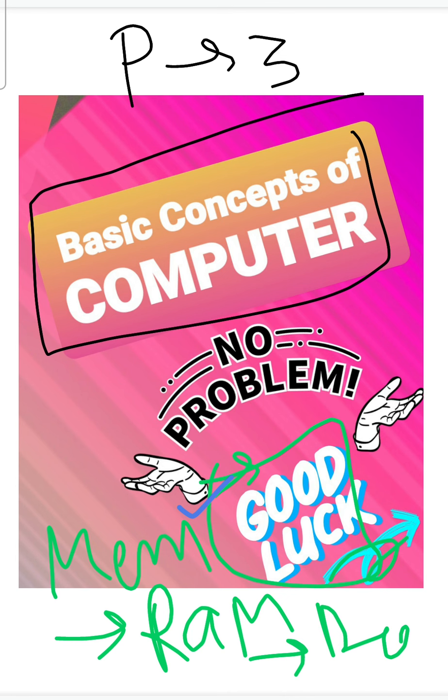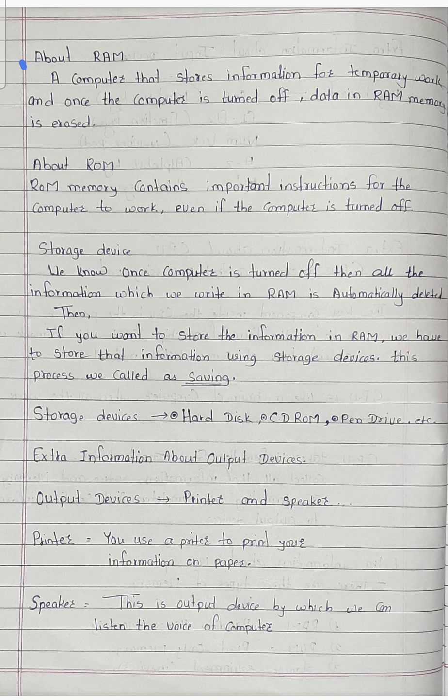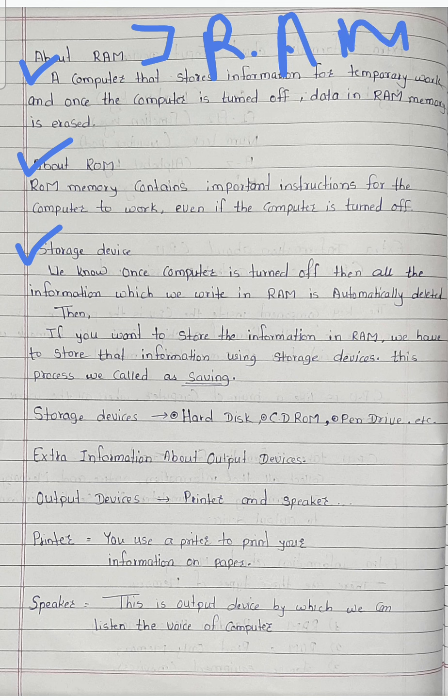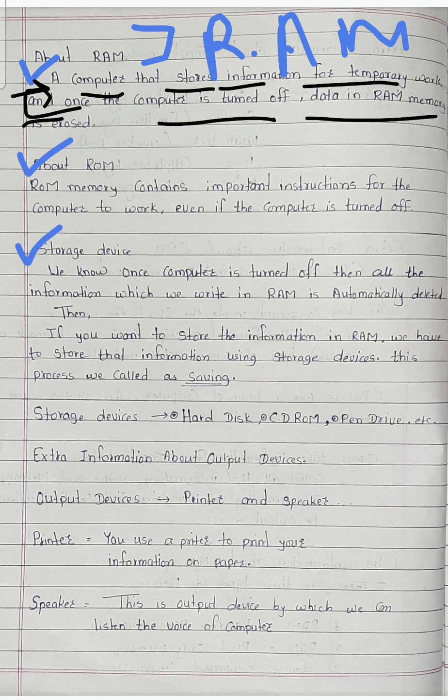So let's move on to our handwritten notes. The first type is RAM, then ROM and storage devices. So let's see about the RAM. RAM is nothing but the read access memory. Let's see the definition: it stores information for temporary work, and once the computer is turned off, the data in RAM is erased.